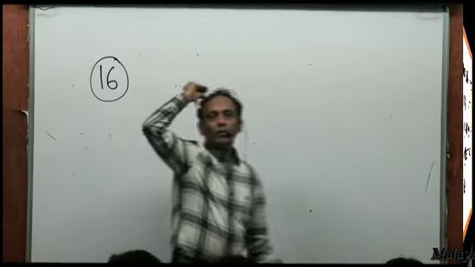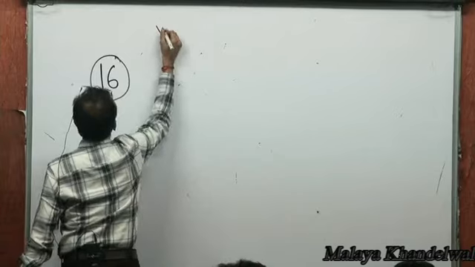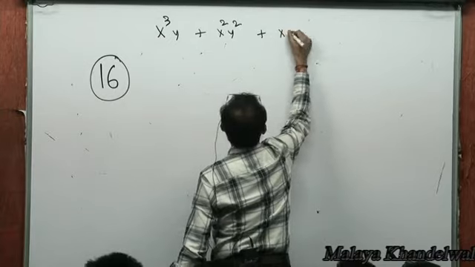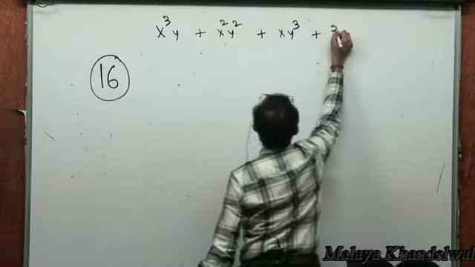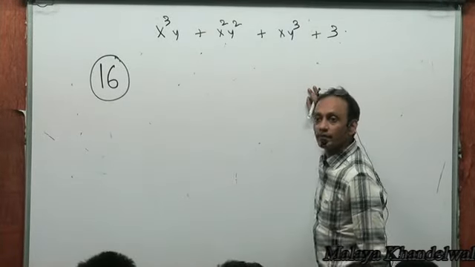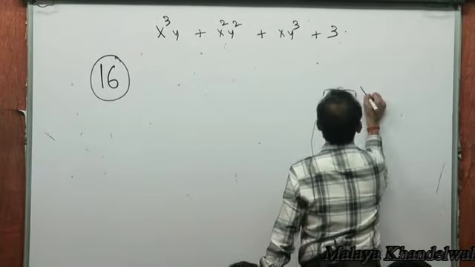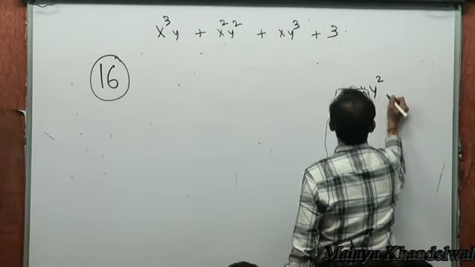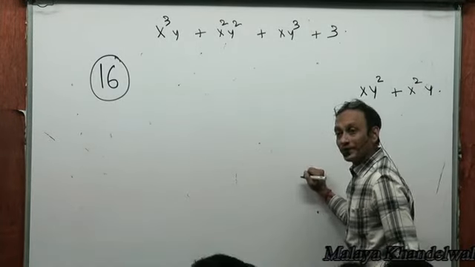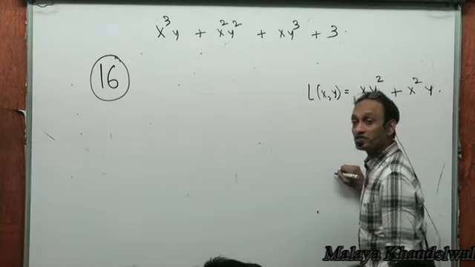See, polynomials can be in more than one variable. For example, you would have a polynomial x cube y plus x squared y squared plus xy cubed plus 3. This is a polynomial in x, y. So polynomials could be in more than one variable. Suppose there is a polynomial xy squared plus x squared y. Suppose this is a polynomial in x, y. Say L of x, y is this polynomial.